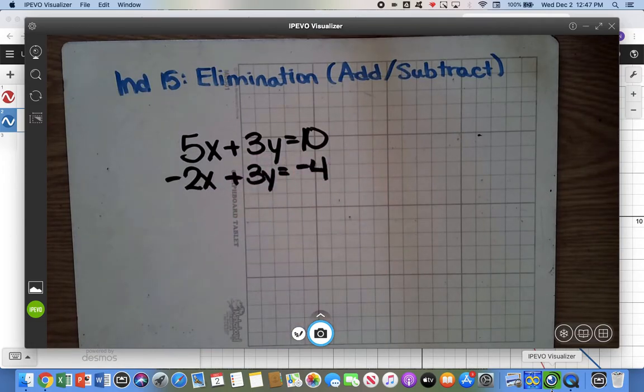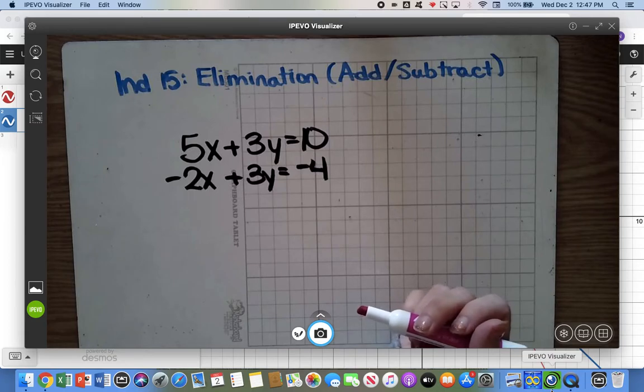All right, so obviously a 5 and a 2 would never eliminate with each other. But a 3 and a 3, it's close, but not quite. In order for these to eliminate, you have to have opposite signs. So right now we have two positive 3's. In order to make these eliminate, one of them needs to be a negative.